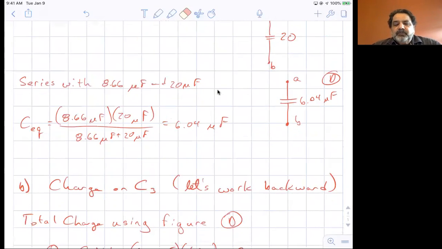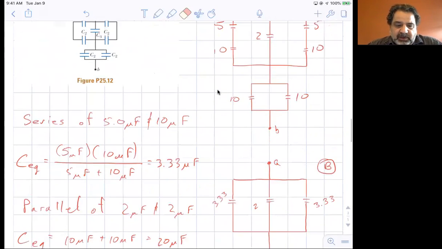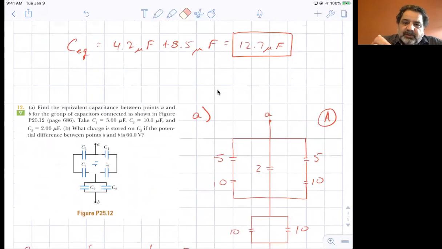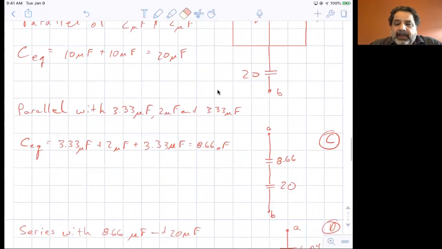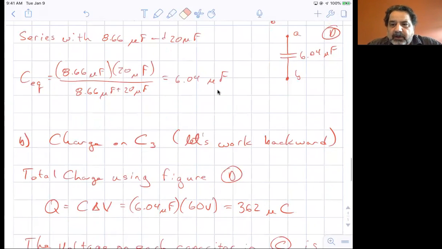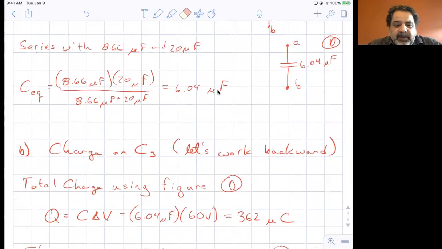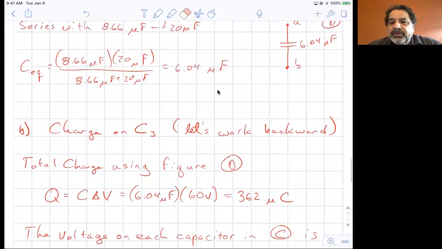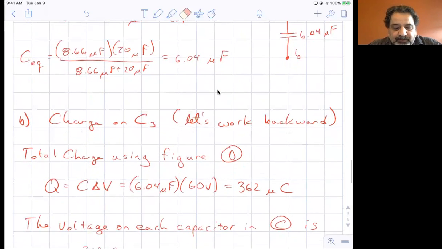Now, what is the charge on C3? C3 is that one there, which is this 2. How are we going to get that? Not to worry, we just work backwards. The total charge using figure D is Q equals C times delta V. So it's 6.04 microfarads times 60 volts, and you end up with 362 microcoulombs.